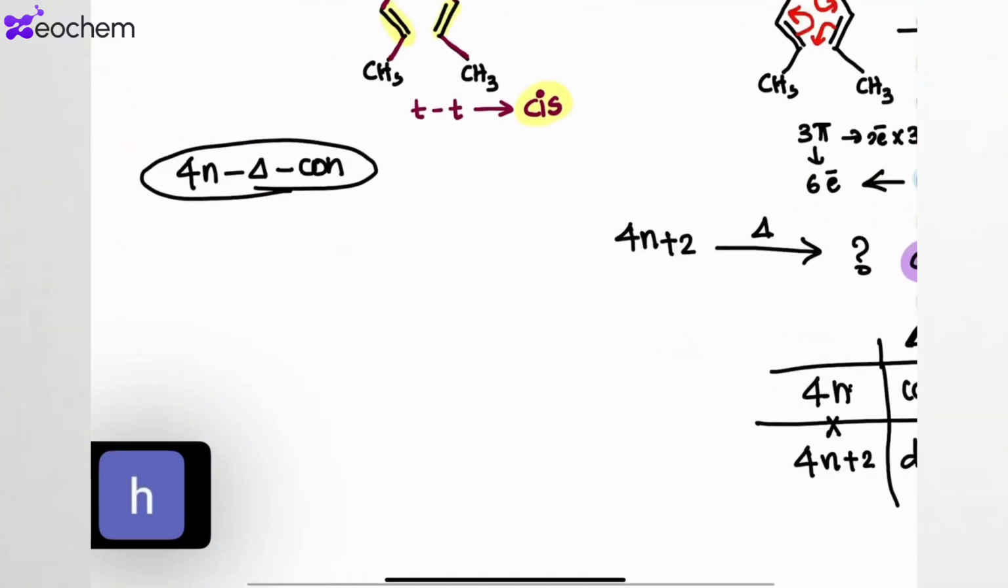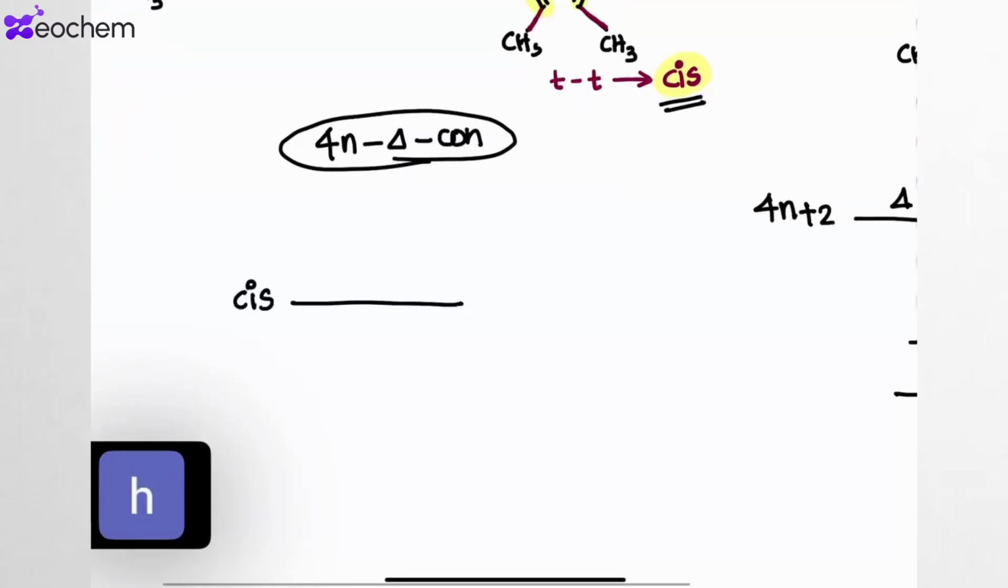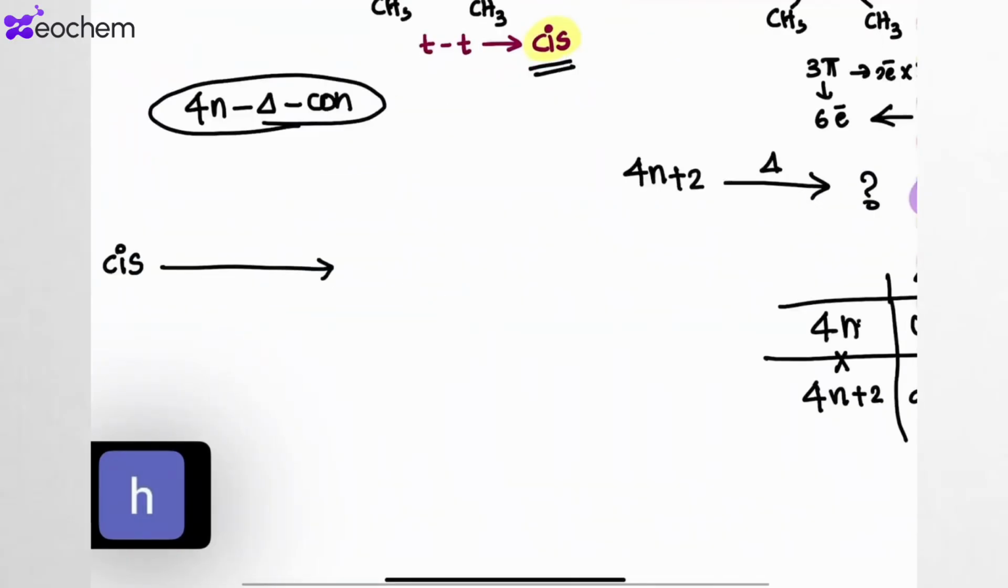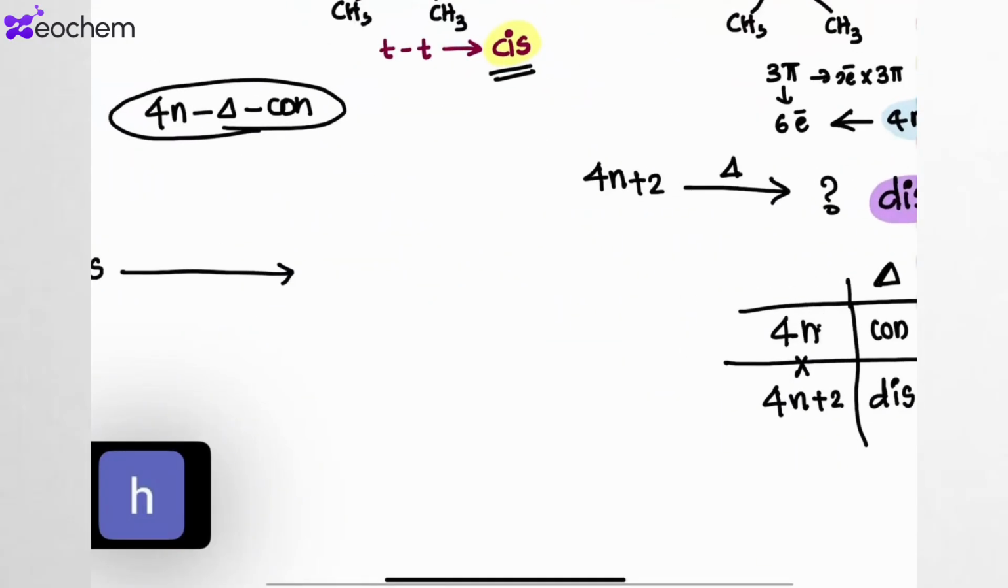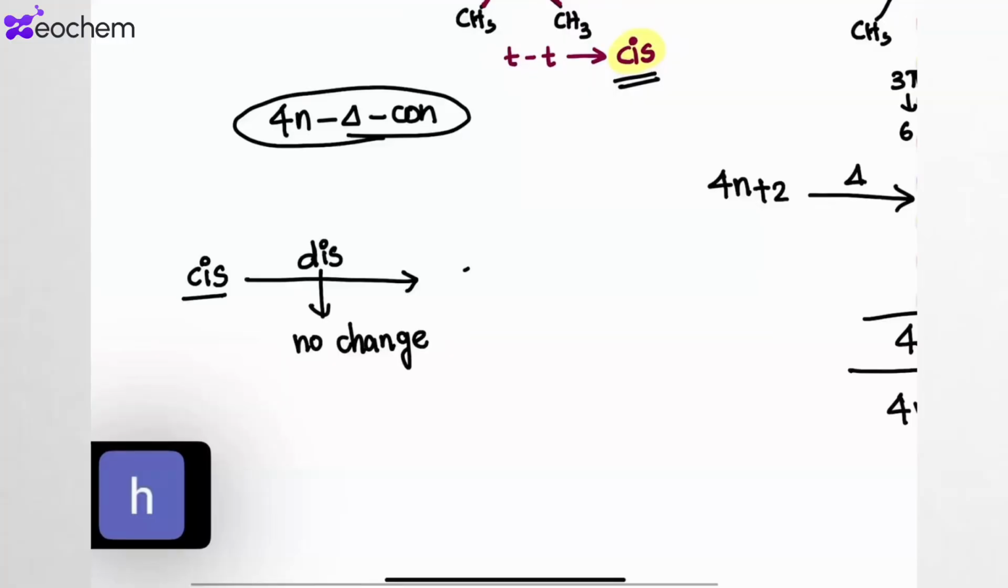So we are taking the reactant molecule. We already got it as this. Now this molecule is undergoing what rotation? This rotation. This means what? No change in stereochemistry. That means the stereochemistry of the product will be cis again.